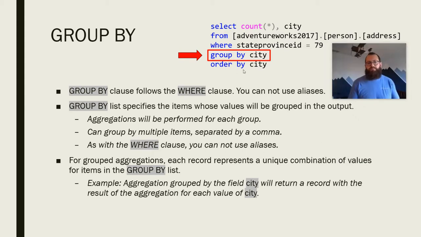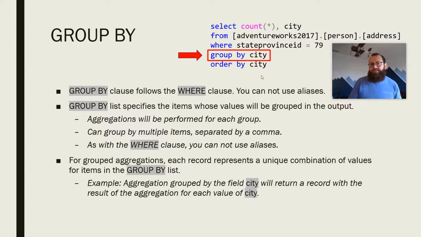So just to dive into the group by clause specifically in SQL, it follows the where clause. Like the where clause, you can't use column aliases that you might be using in your select list, right? And why is that? Because the processing is ultimately performed on the table source. Because those fields don't exist in the table source, SQL doesn't find what you're trying to tell it to look for. And so all items in the group by clause must be fields or modifications of fields from the table source. The group by list specifies the items whose values will be grouped in the output.